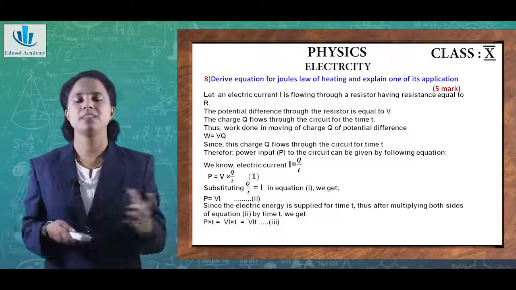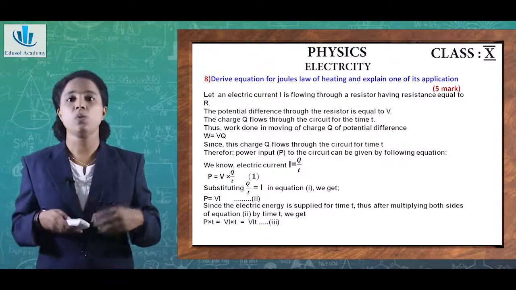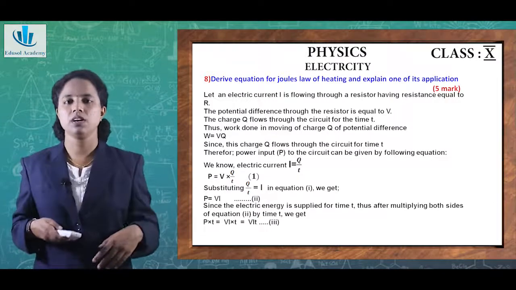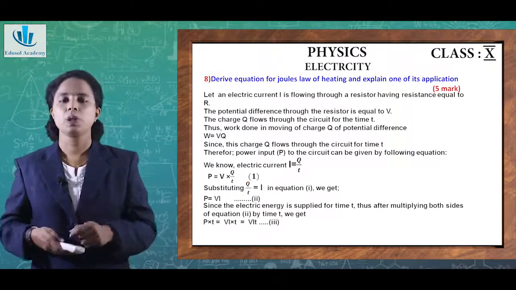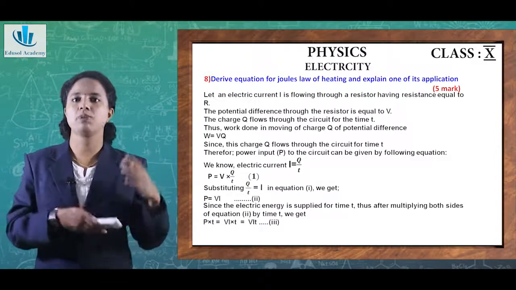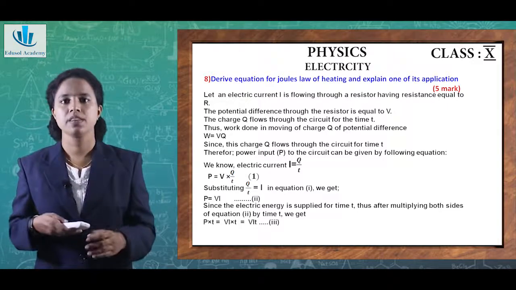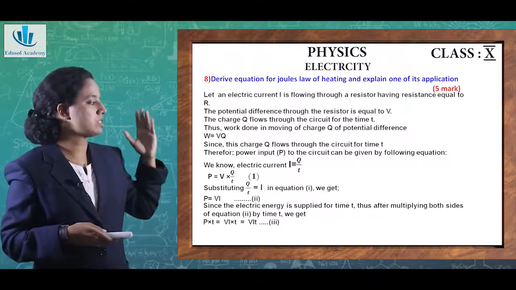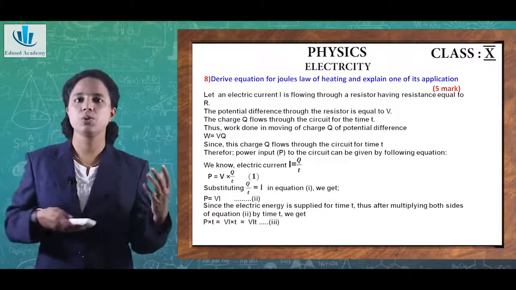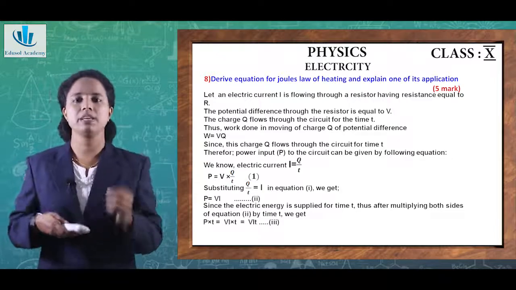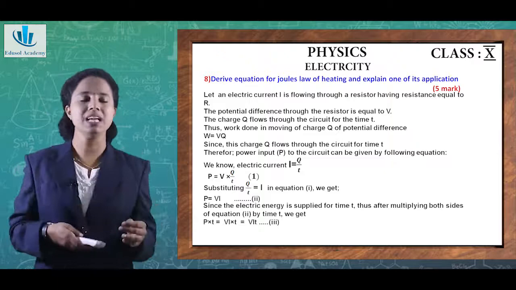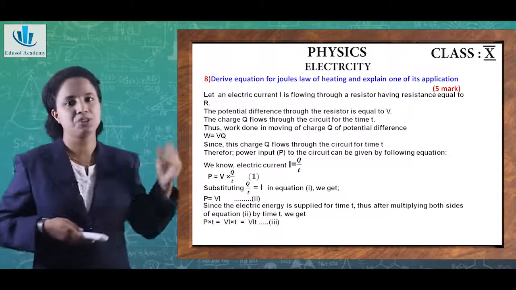Let's consider that the potential difference across the resistor is V. And of course there will be charge that is flowing through the circuit for the time T. So we know the work done in moving a charge Q through a potential difference is given by W equals V into Q. So V is the potential difference, Q is the charge. So the work done in moving that particular charge through a potential difference V from one point to another would be W equals V into Q.